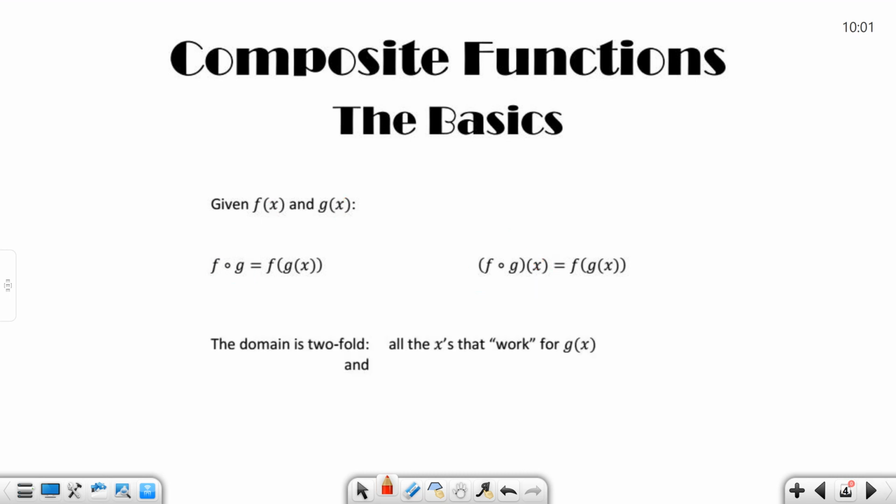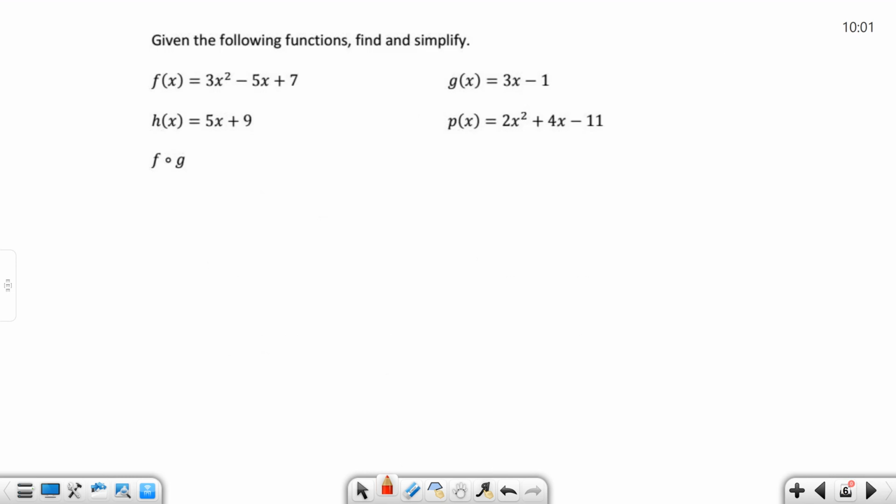The domain is twofold. All the x's that work for g of x, right? All the things how we would have a g of x domain, and all the g of x's that work in f, right? Because you're plugging that function into f. So all the things in g of x that actually work or give you a valid outcome for f of x, okay? So I'm not going to find any of those, but just let you know it's twofold there, that both conditions must be satisfied.